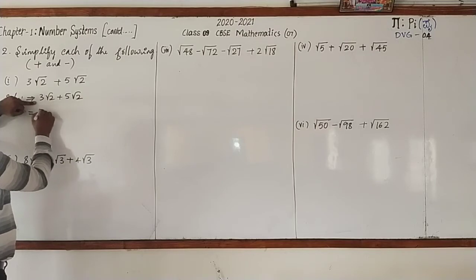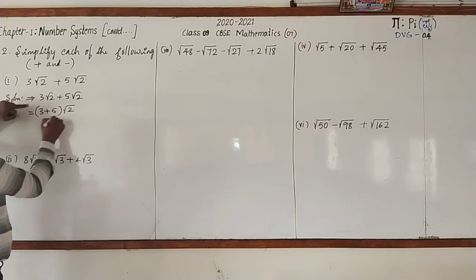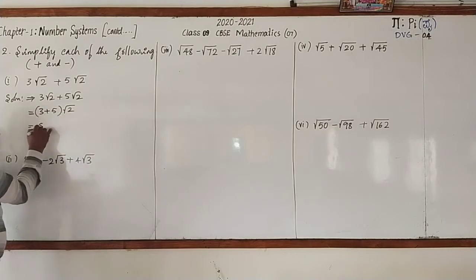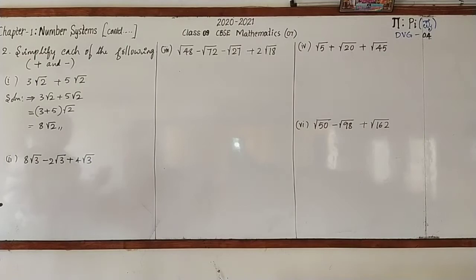You can take out root 2 as common factor. 3 plus 5 will remain. What is 3 plus 5? 8. 8 root 2. This is the answer. Understood? Now come to this one.